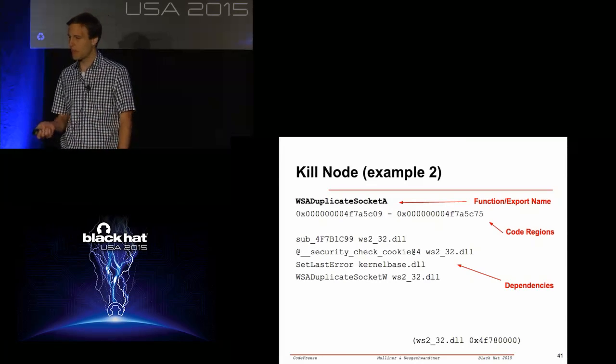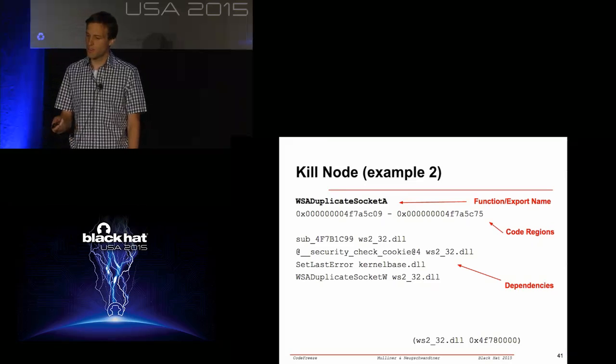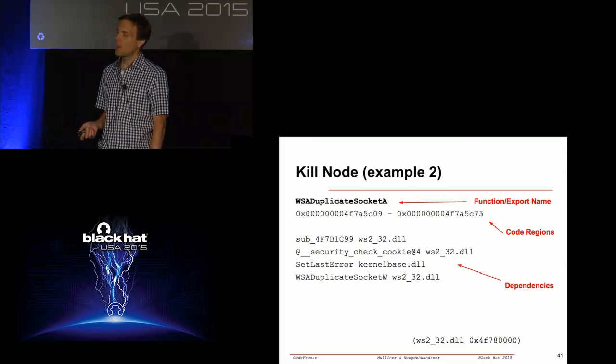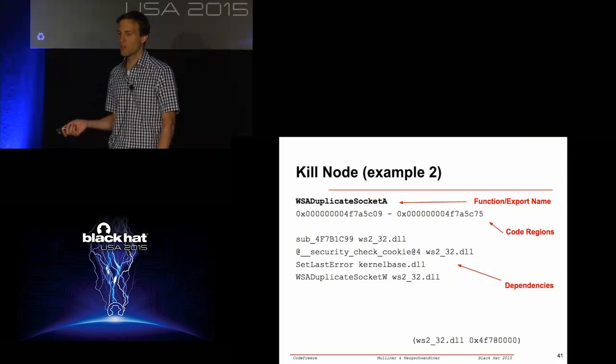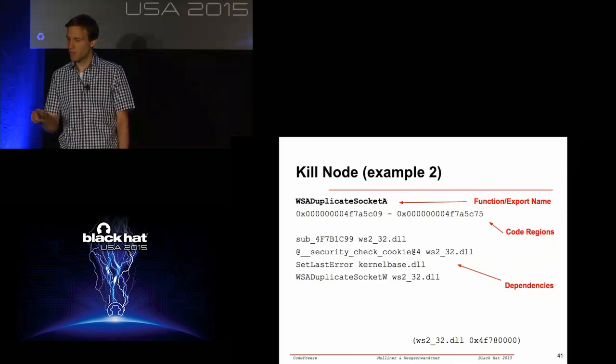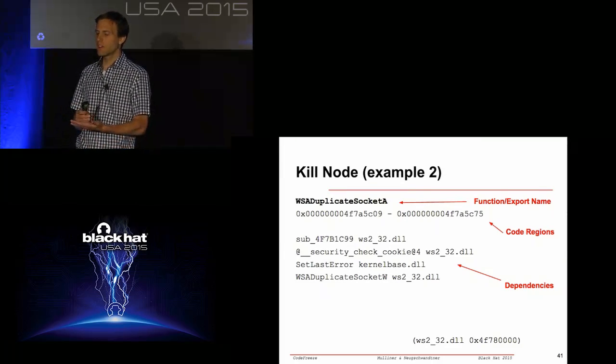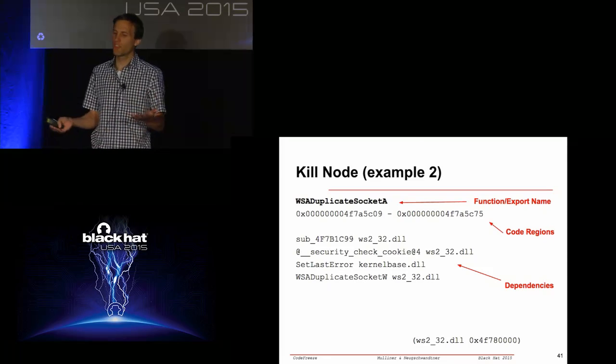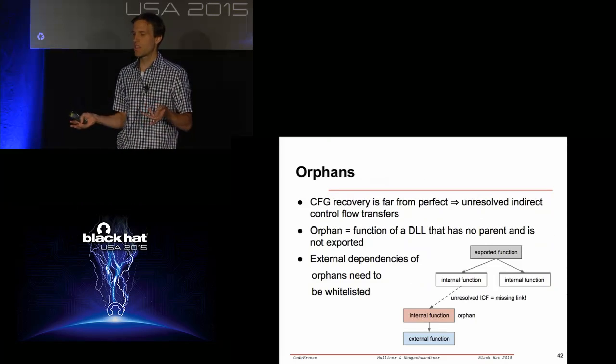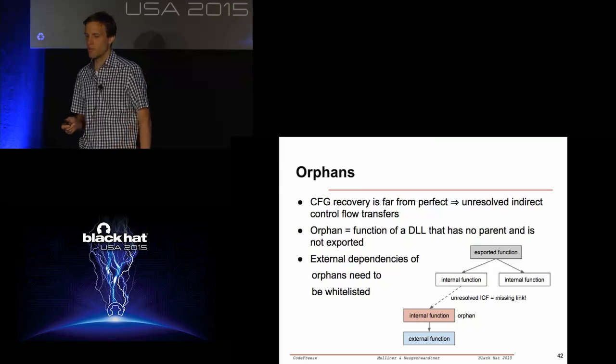Then we also have a second example here. This is from WinSock, the networking API of Windows. We have WSADuplicateSocketA, and we only have a small code region here. And what we also have in this case is internal references. So if there's a sub-function used within the DLL, we also list it here so that we can refer to it.